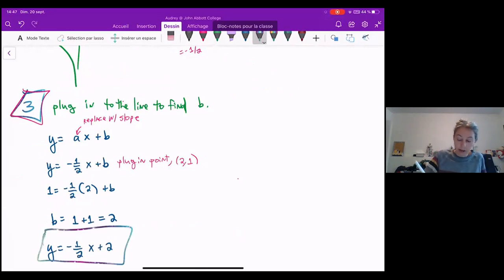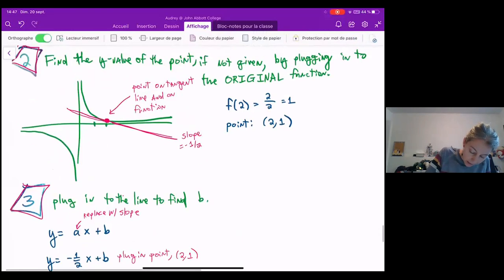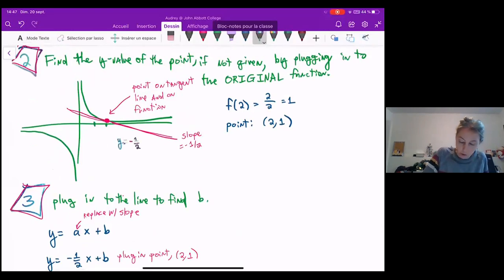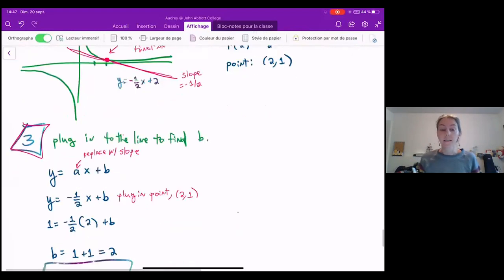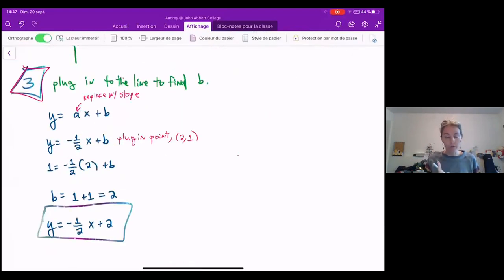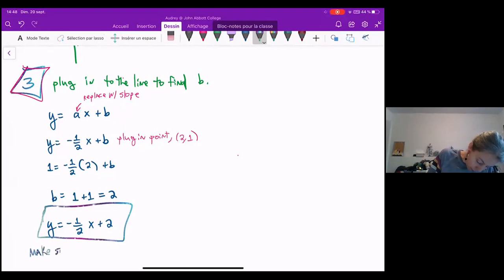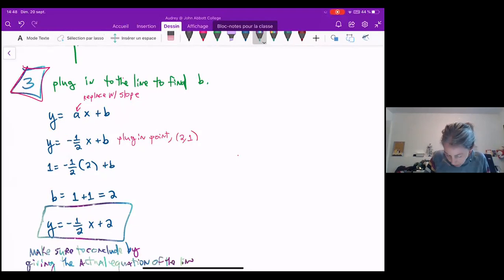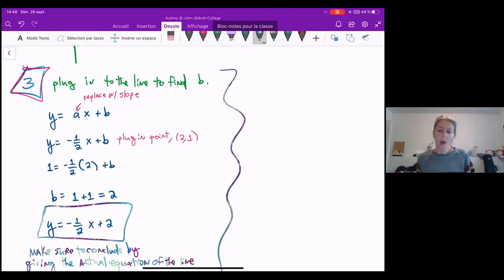In other words, this line that I drew right here, this is y is equal to negative 1/2 x plus 2. That is the equation of the tangent line. Be careful, solving for b is not the last thing you do. Plugging b in is. Make sure that you conclude by giving the actual equation of the line.